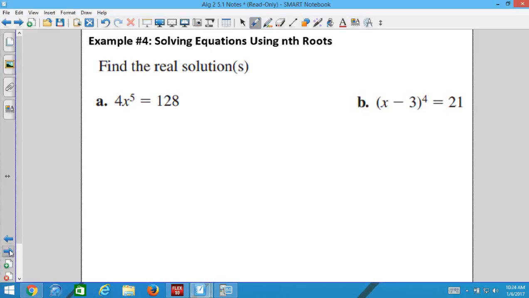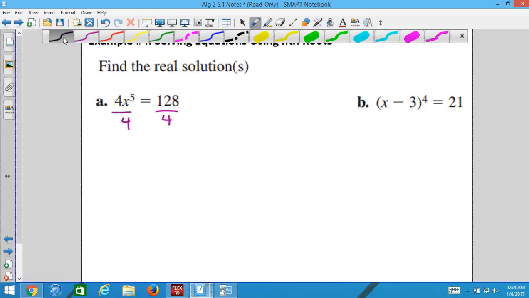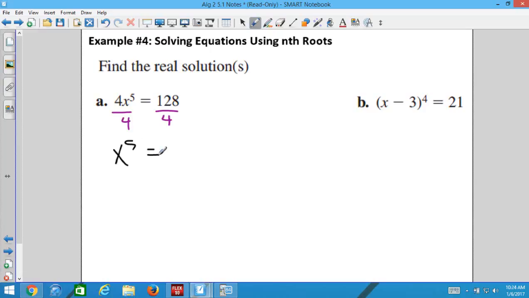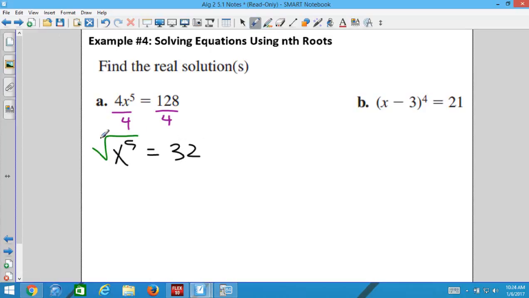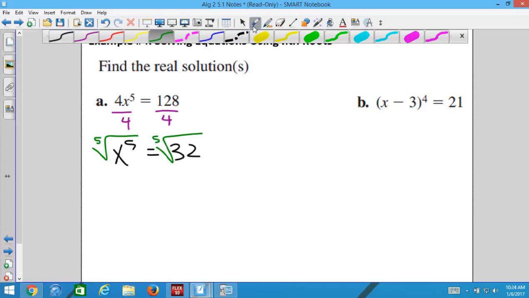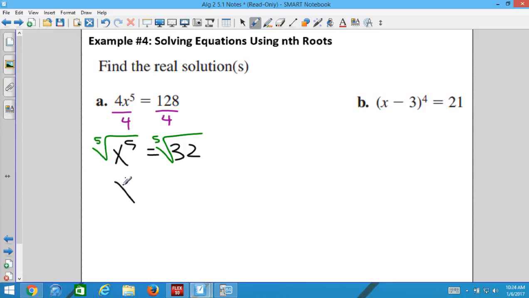All right, so this is stuff that we've learned how to do when we were doing square roots, only we're going to do 5th root for this one. So you're going to first divide by 4. You get x to the 5th equals 32. To cancel out x to the 5th, you do the 5th root for both sides. And that is 2.